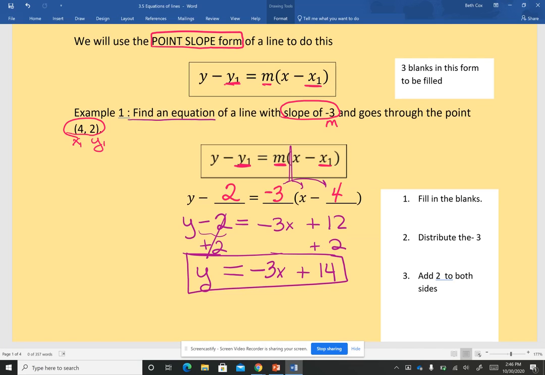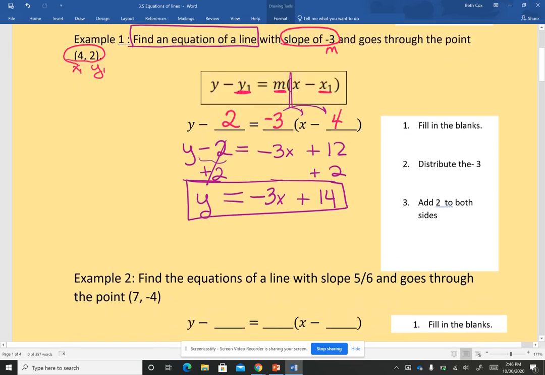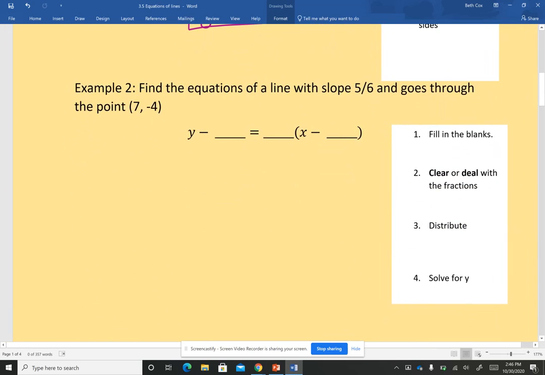It says find an equation of a line. Now remember, it did not give you one. Other problems started out giving you a line or giving you the equation, and you had to find the points, you had to find the slope, you had to graph it. Started out giving you the equation. This one, we're just giving you some info, and we have to come up with the equation. Okay? All right. This next one, here it is, the example.